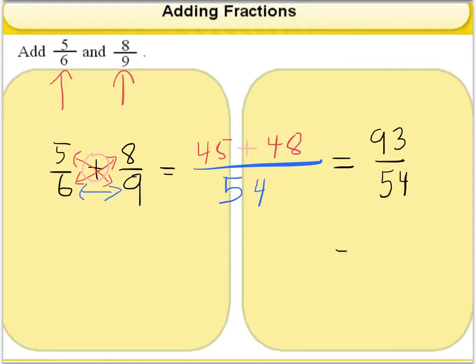And that reduces to 31 over 18, because 3 goes into both the 93 and the 54. And that's your final answer. So that was a nice way to find the answer, or the sum of the two fractions we started off with, the 5/6 and the 8/9.